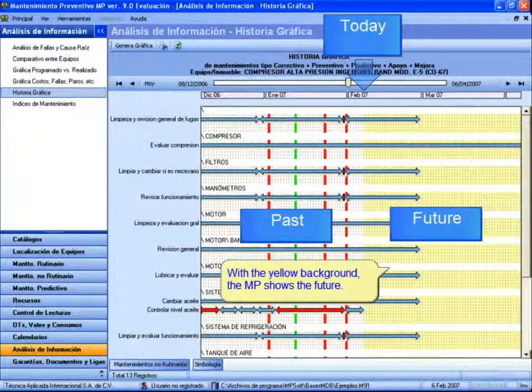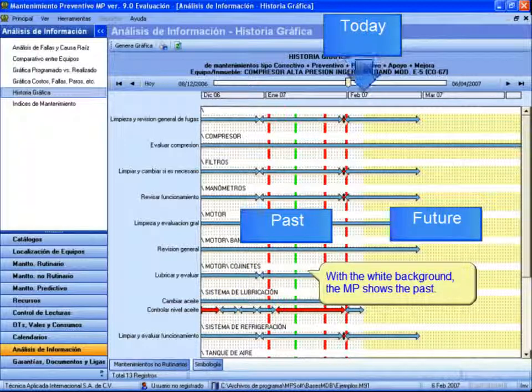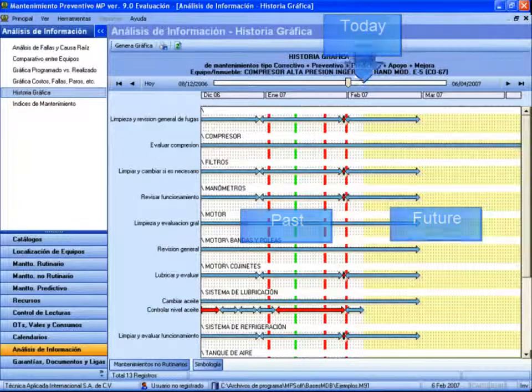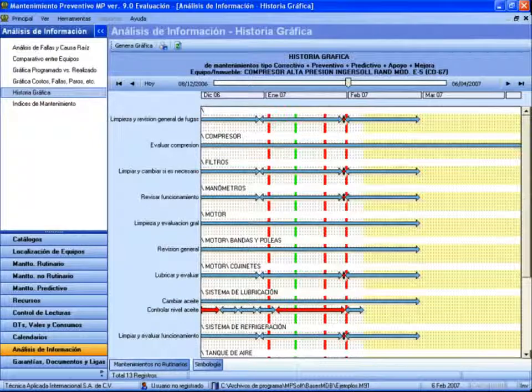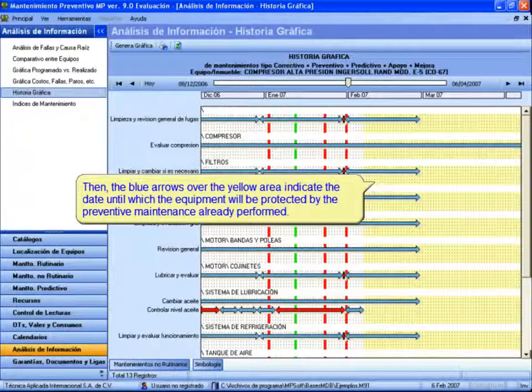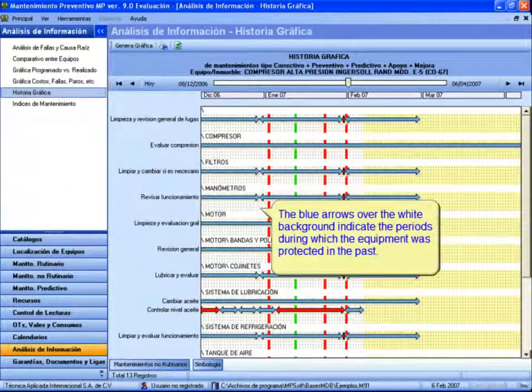With a yellow background, the MP shows the future. With the white background, the MP shows the past. Then, the blue arrows over the yellow area indicate the date until which the equipment will be protected by the preventive maintenance already performed. The blue arrows over the white background indicate the periods during which the equipment was protected in the past.